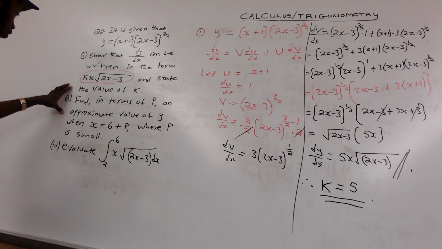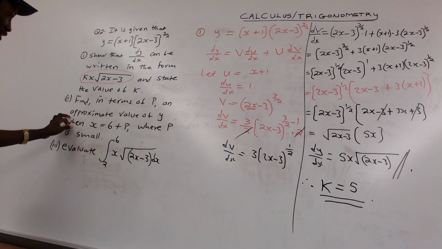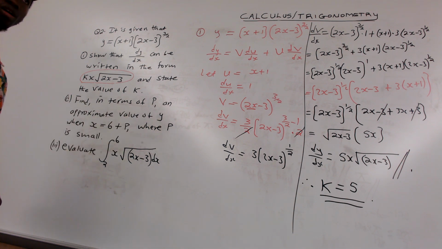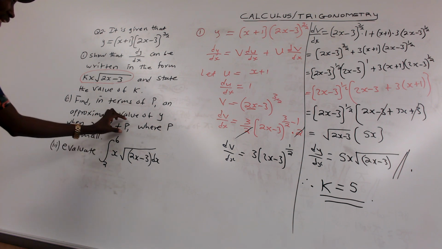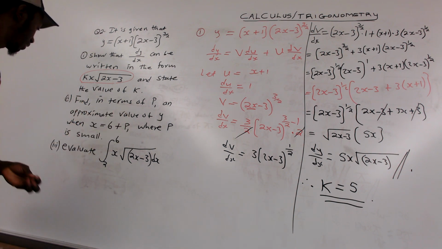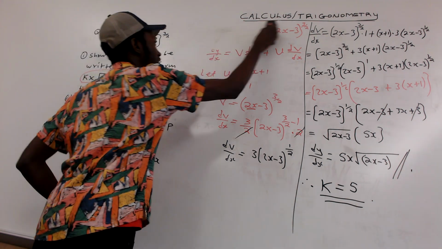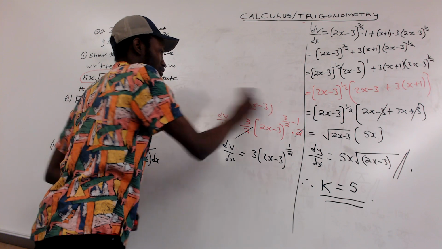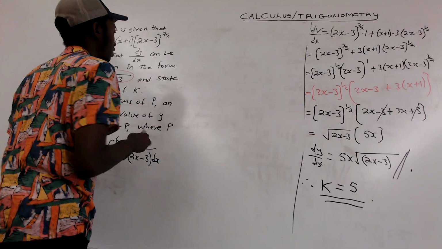And if we come to the second part, it asks us to find, in terms of p, an approximate value of y. We are required to find an approximate value of y, wherein the value of x is given as 6 plus p. And we are told that p is a very small value, you see. So I think we clear this part.